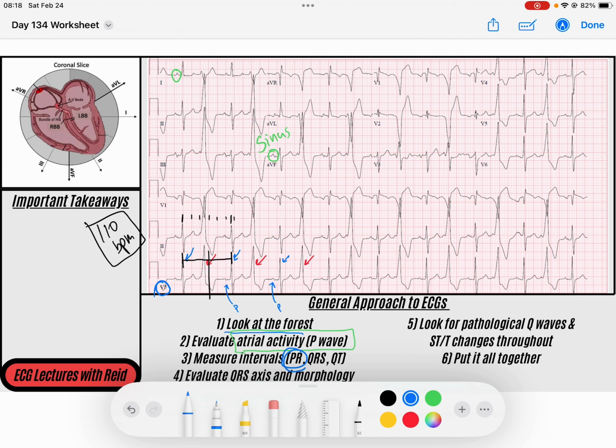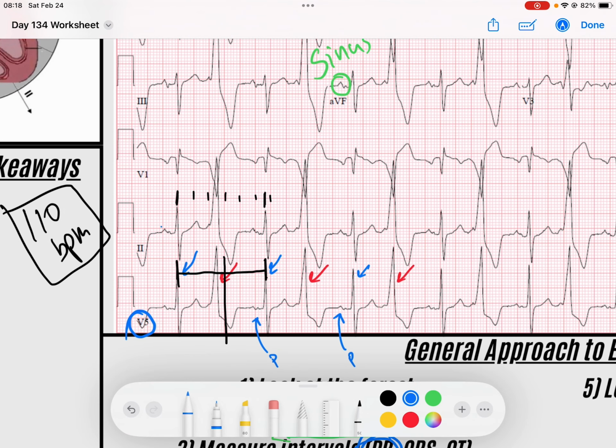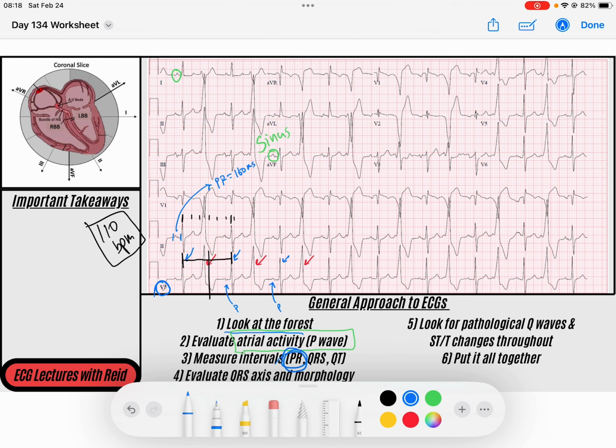What I mean by that is how often is it conducting those P waves to the QRS, and in what fashion is it doing it. So I can look at my normal PR interval here, and you can see that the PR interval is about 160 milliseconds, right? Which is in between what we would call normal, which is 120 to 200 milliseconds. And you can see that every time we see those P waves before the narrow complex beats, they seem to be normal.